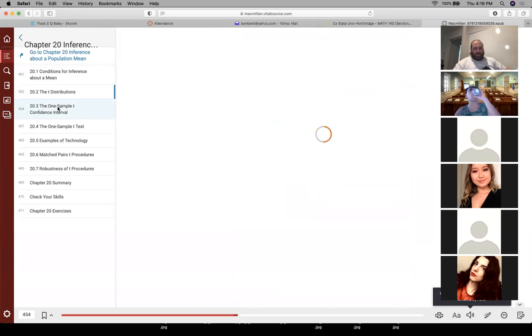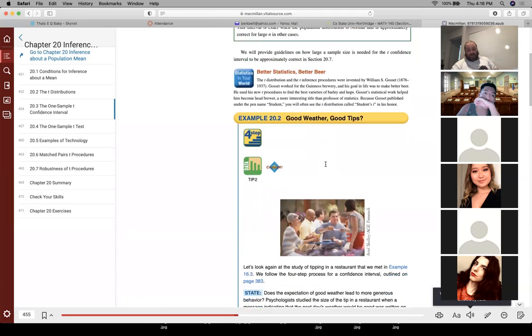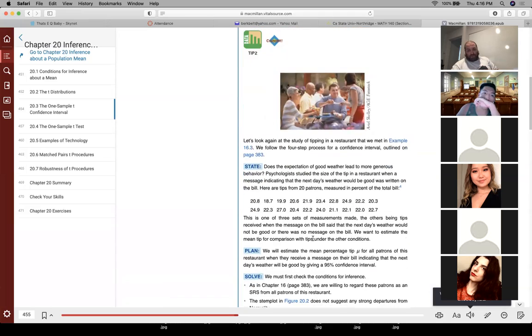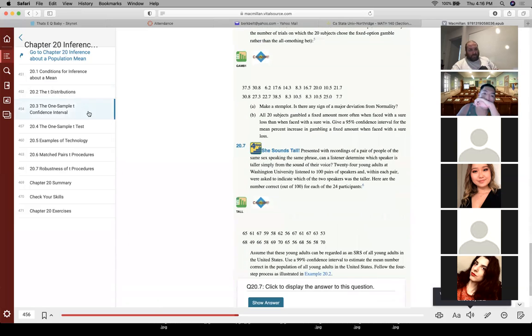So the one sample T confidence interval is the same essential formula as the one sample regular confidence interval. The difference is, of course, that we use T star instead of Z star, and we use S instead of sigma. Other than that, it's exactly the same. And I think we did this example in particular. I seem to recall doing it. So we certainly did this section.